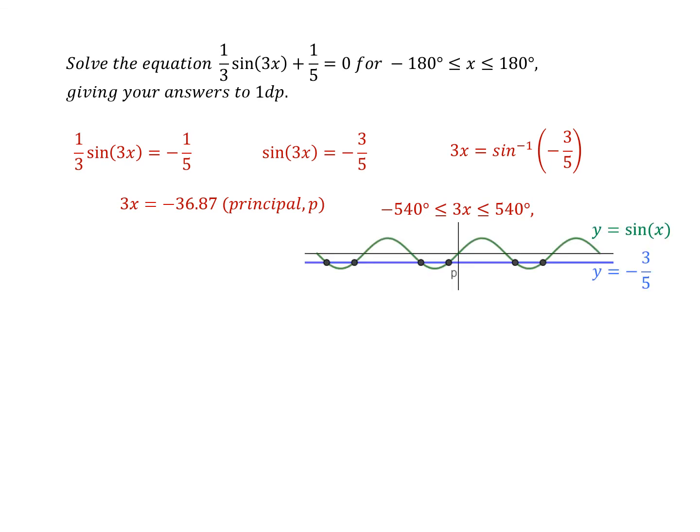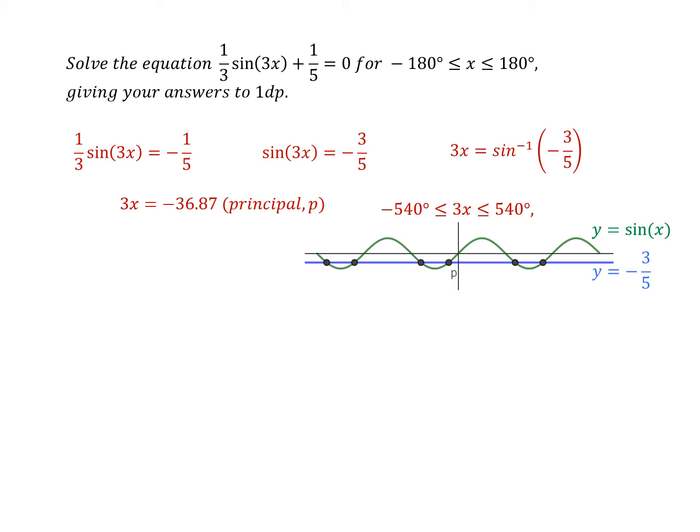So this is the normal graph of sine x, the green line, and then the graph of y equals -3/5. And you can see that there are in fact 6 solutions that we're looking for, and the principal solution there is marked with a P. I would always draw a little graph to show me how many solutions there are and roughly where they are when I'm solving a problem like this.